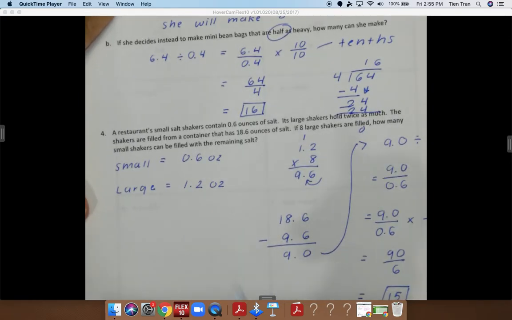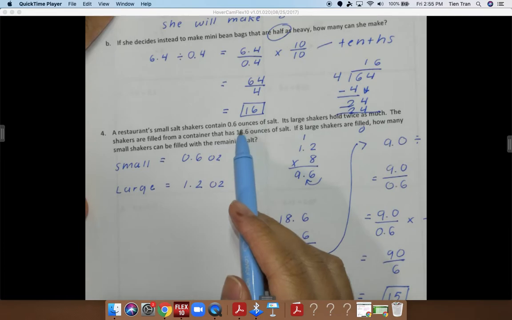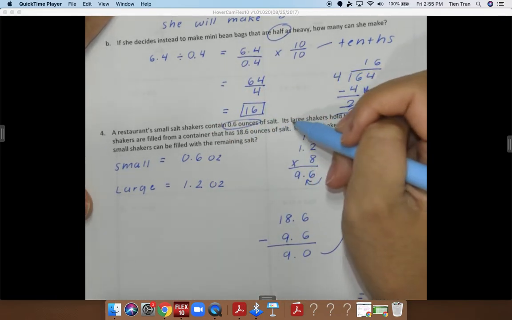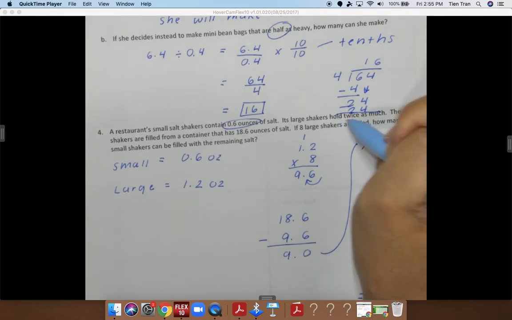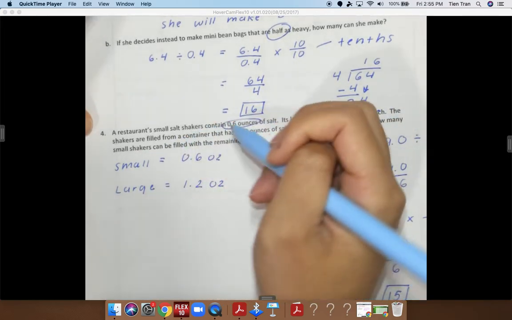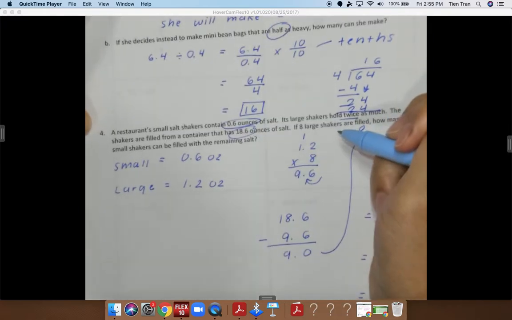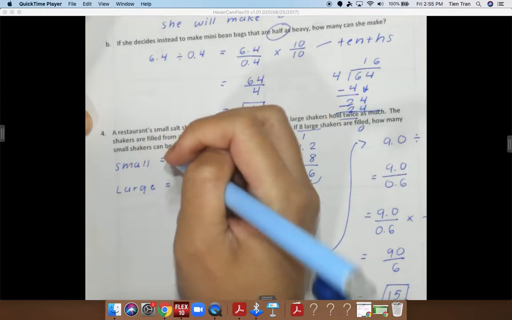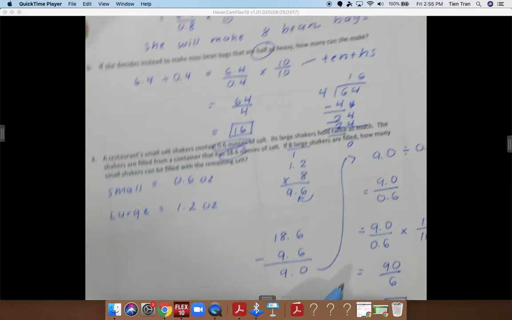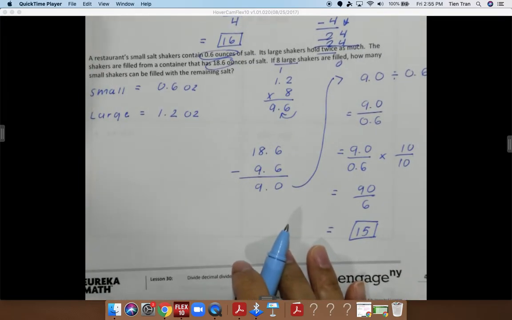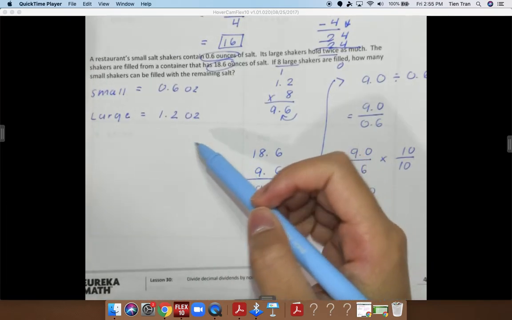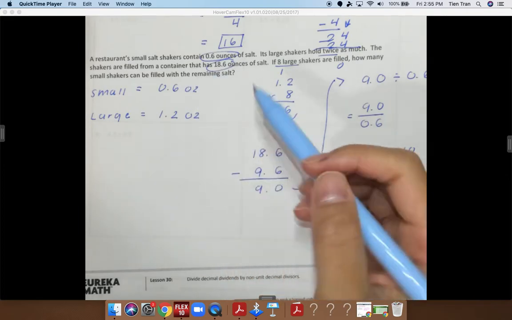Over here, we have a restaurant small salt shaker contains 0.6 ounces of salt. If its large shakers hold twice as much, the shakers are filled from a container that is 18.6 ounces of salt. If 8 large shakers are filled, how many small shakers can be filled with the remaining salt? So what we're going to do here is we have small, which is 6 tenths of an ounce, and large is 12 tenths. So 12 tenths and 6 tenths.